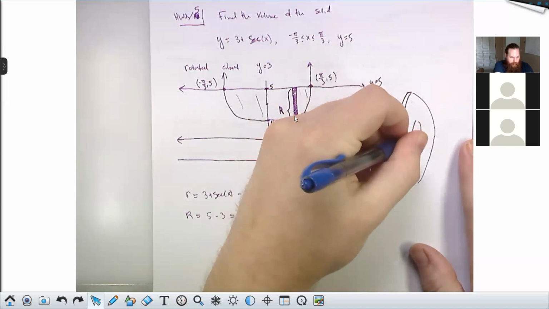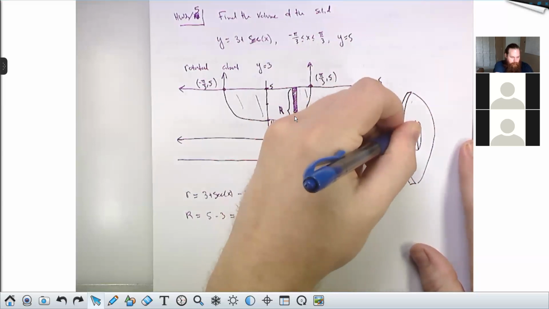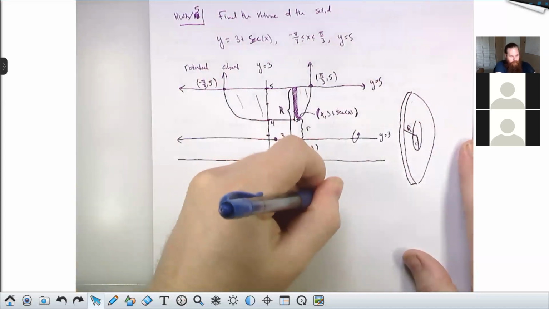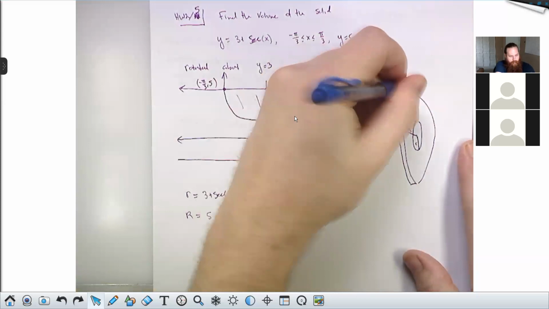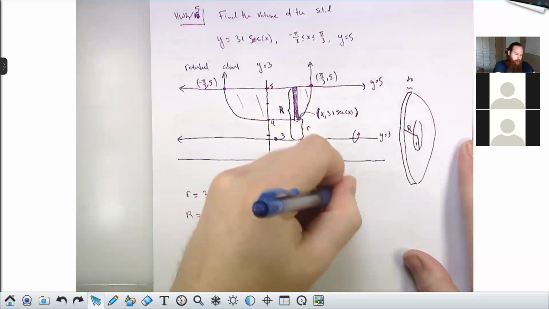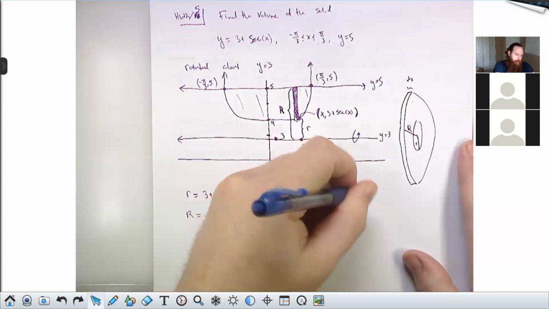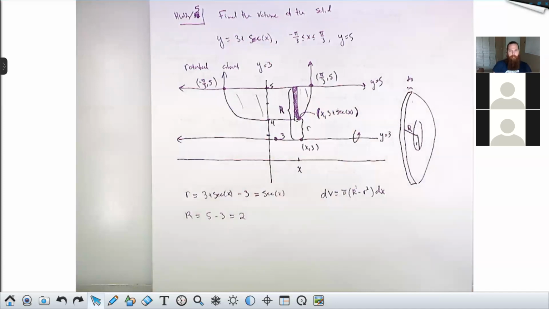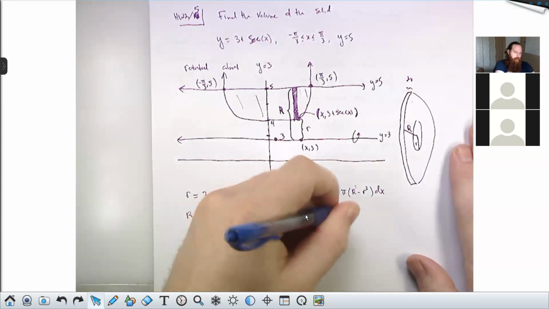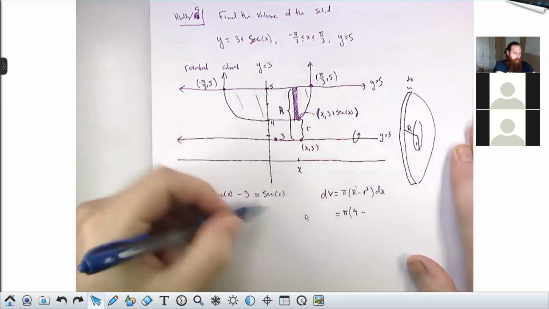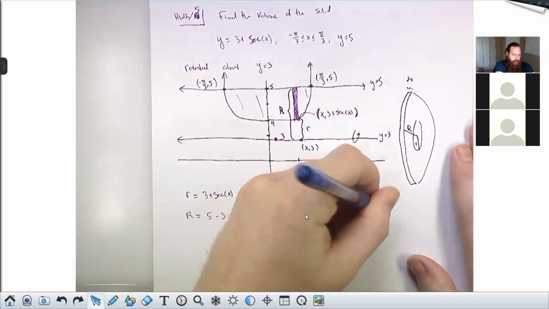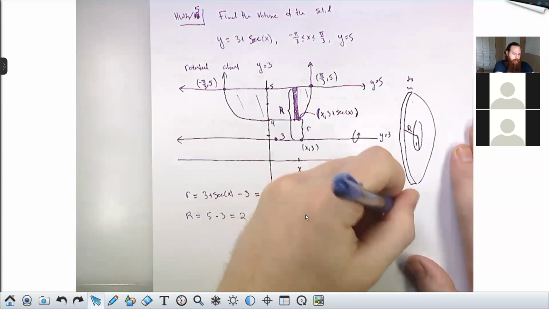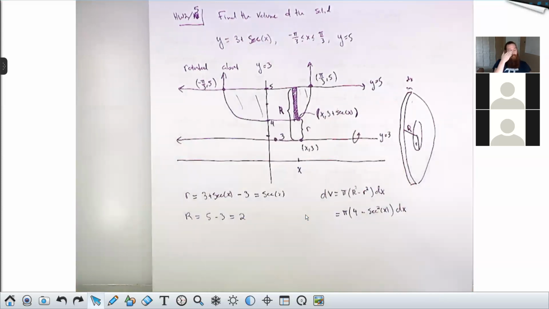Here's my little r. Here's my big R. And dv. This is, of course, dx. The thickness of that strip is pi times big R squared minus little r squared dx. Big R is 2, so big R squared is 4. So this is pi times 4 minus little r is secant x, so little r squared is secant squared x. And dx is dx. So this is our dv.